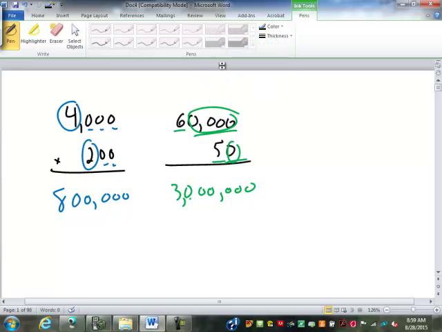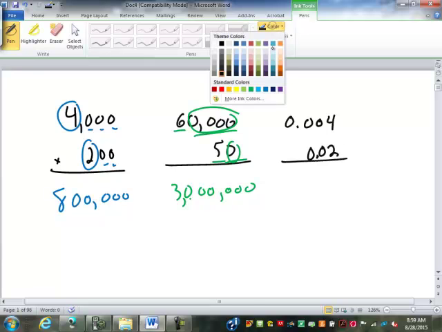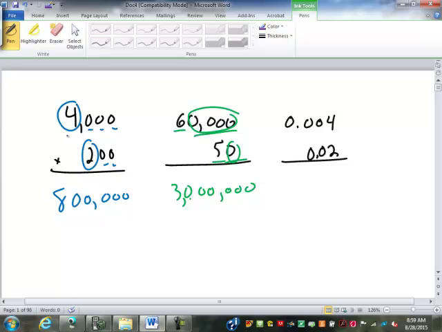When we're dealing with decimals, it's a very similar process. Only it's not zeros that we're counting anymore, it's decimal places. So just like over here, 4 times 2 is 8. Here, 4 times 2 is 8. Over here, we counted 1, 2, 3, 4, 5 zeros. Here we count 1, 2, 3, 4, 5 decimal places. We have to have 5 decimal places in our answer. Make sense?